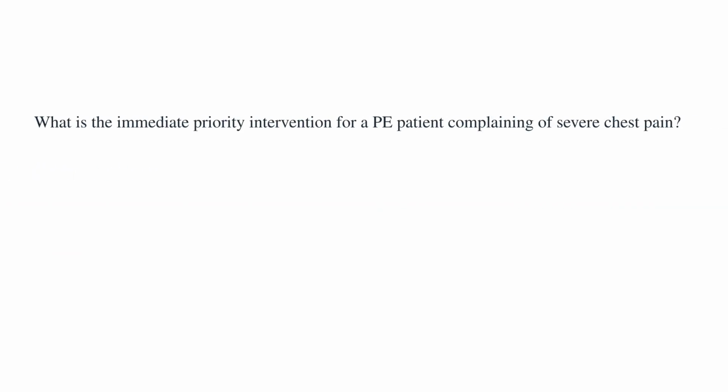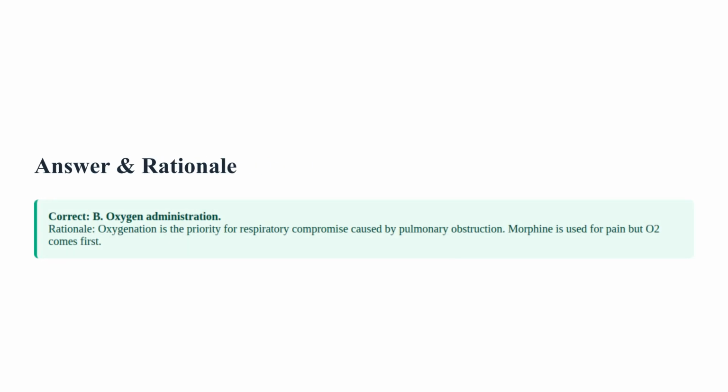What is the immediate priority intervention for a PE patient complaining of severe chest pain? Is it administering IV fluids, performing an ECG, administering oxygen and analgesia, or preparing for mechanical ventilation? The immediate priority intervention is C, administering oxygen and analgesia. Addressing oxygenation and pain relief is crucial for stabilizing the patient's condition.